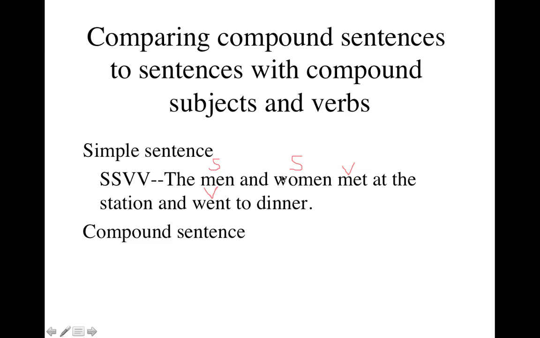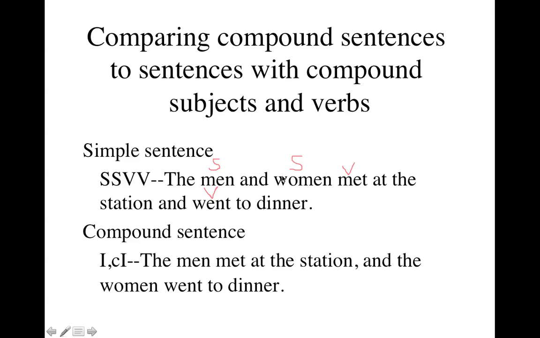But then in a compound sentence, it looks differently. It technically would go SV, comma, CSV. Because you have a verb here, met at the station. Who or what met at the station? Men met at the station. And then you have in the women went to dinner. Went is your verb. Who or what went to dinner? Women. And so it would be SV, comma, coordinating conjunction, C, SV.